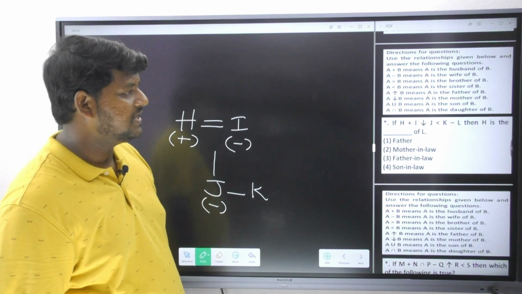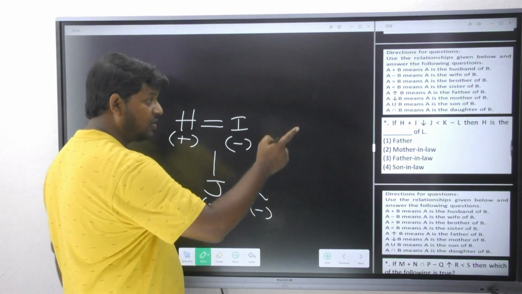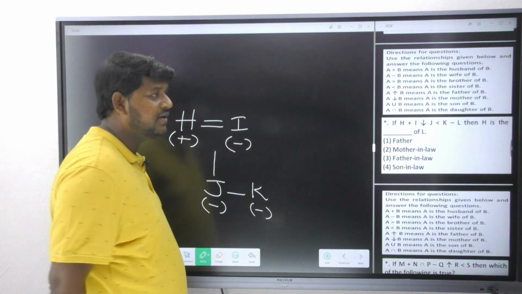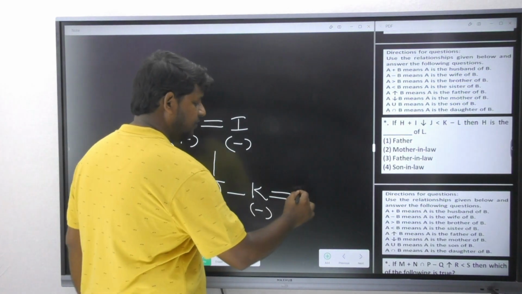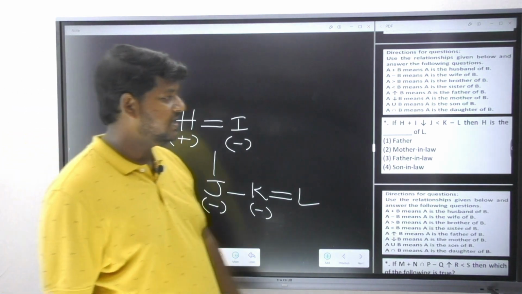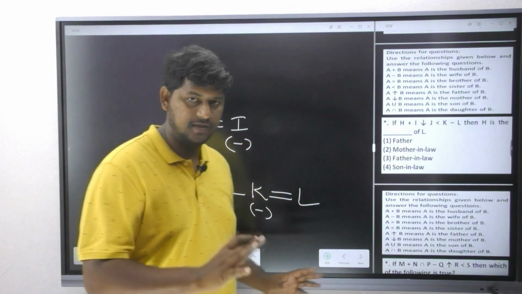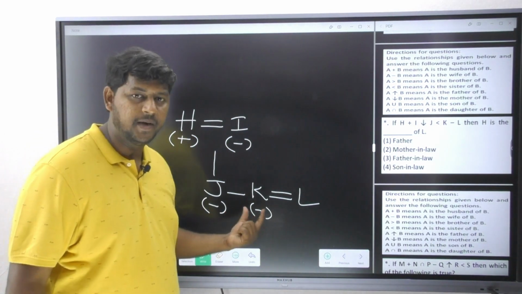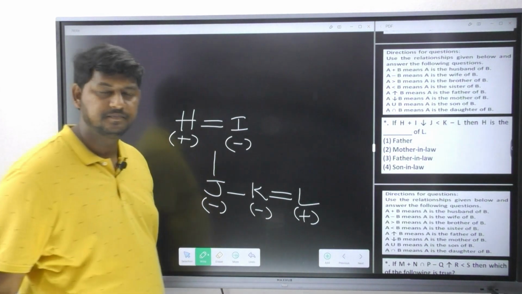K minus L. Minus is indicating a female over here, because minus is indicating what relation? Wife. So K became the wife of L. The extreme right hand side person's gender is unknown in the other cases, but in this one, L's gender is definitely going to be male.